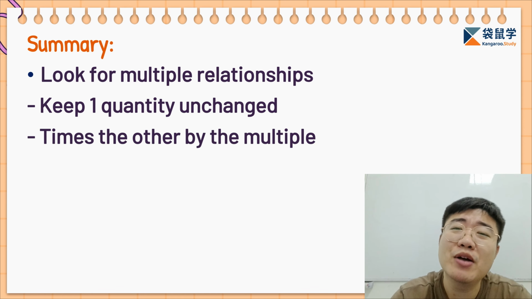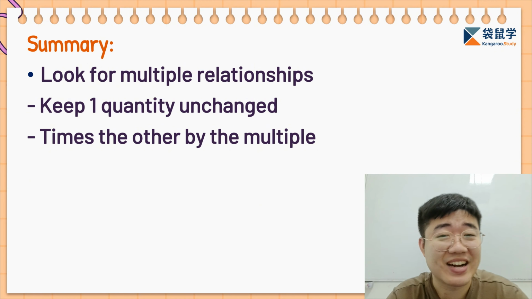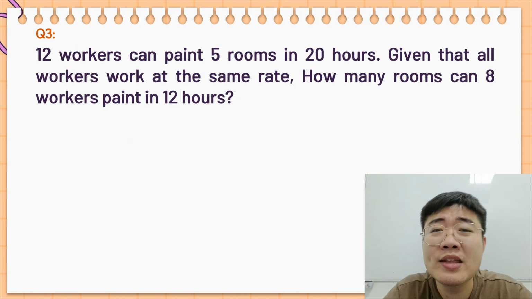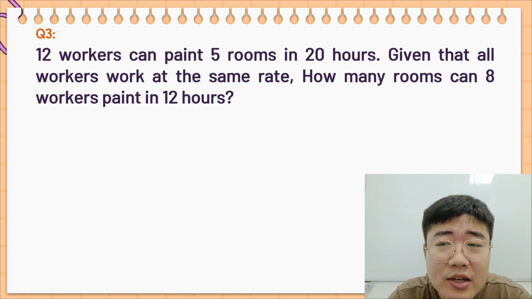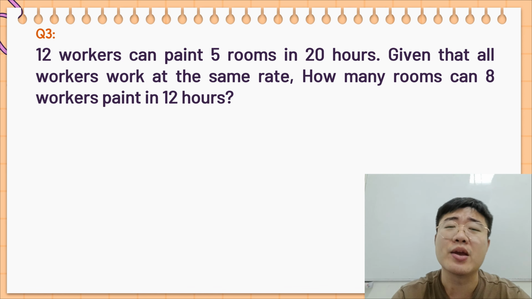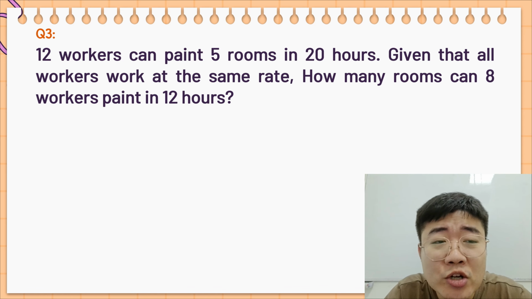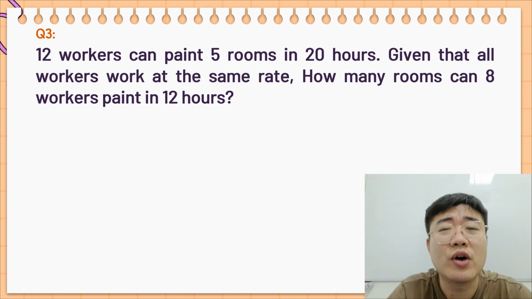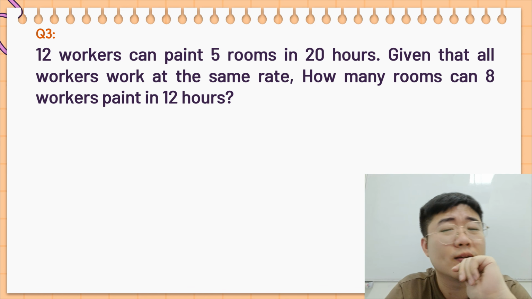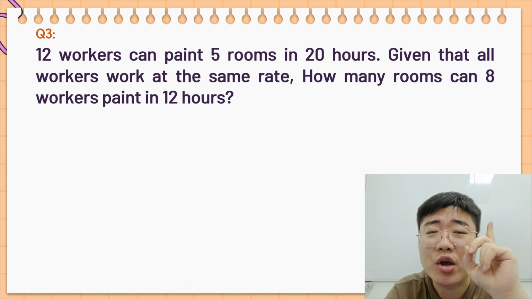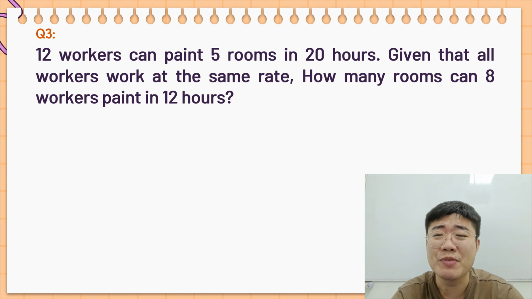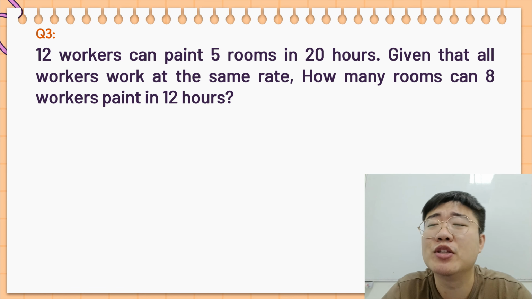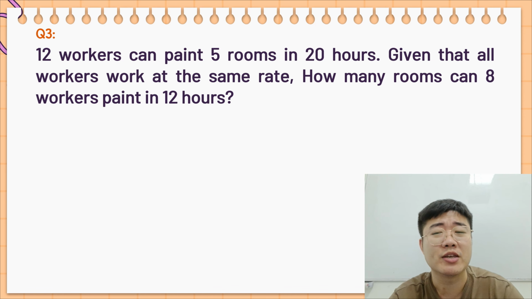So after we are clear about these 2 questions, let's look at the challenge for today. Now in question 3 here, 12 workers can paint 5 rooms in 20 hours. Given that all the workers work at the same rate, how many rooms can 8 workers paint in 12 hours? So let's think. Are we able to find how many rooms 1 worker can paint in 1 hour? Definitely this cannot be done, because 5 rooms cannot be divided by 20 and cannot be divided by 12. We won't get a whole number here.